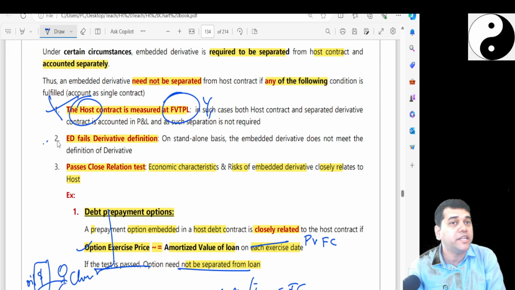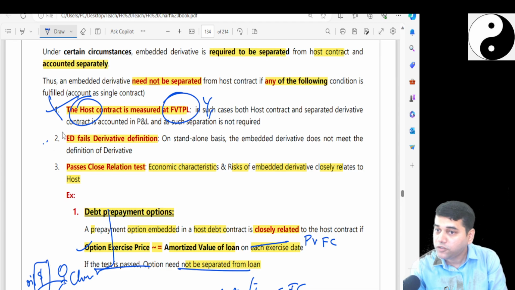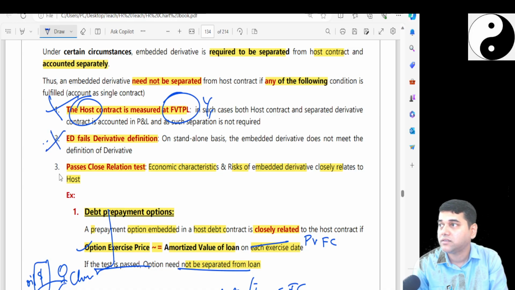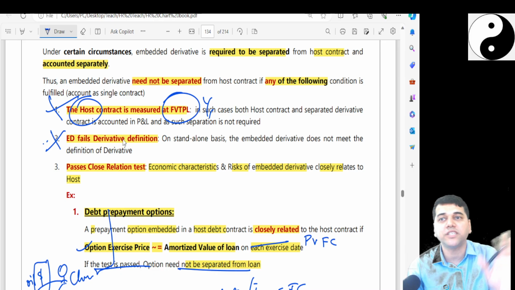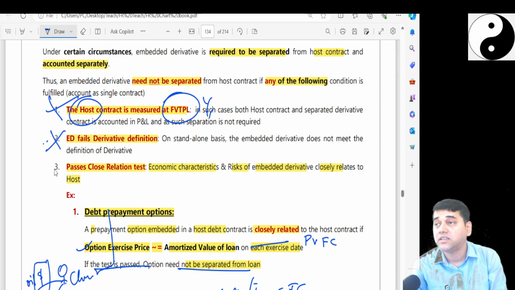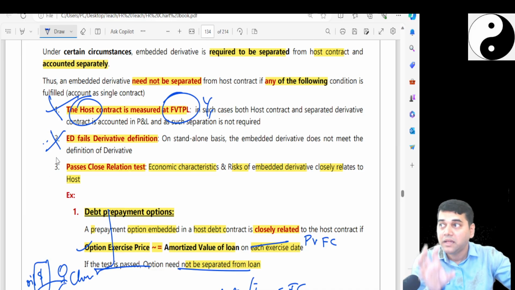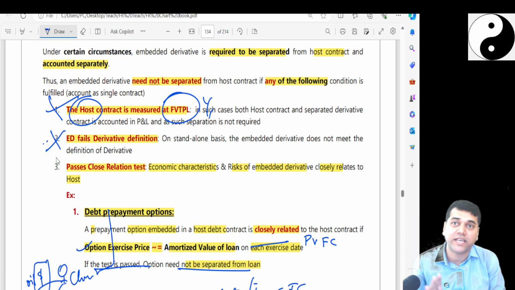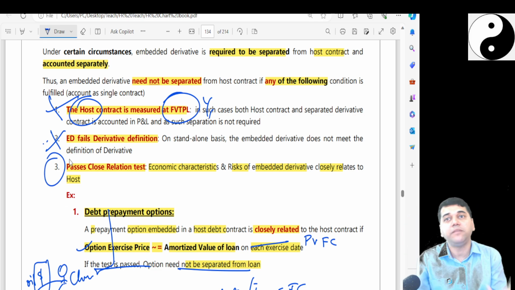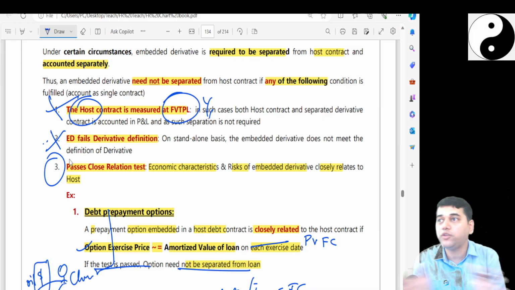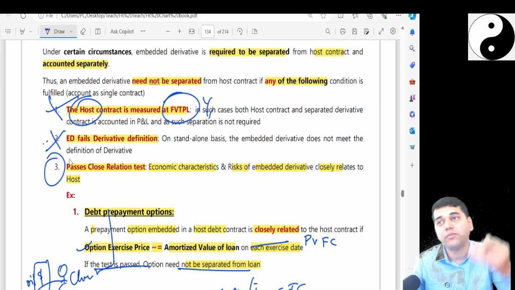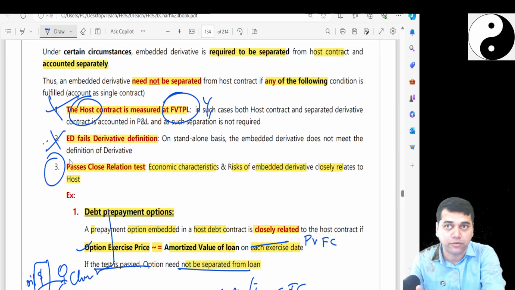Second, is that embedded derivative really a derivative? If no, then question of separation doesn't come. If yes, look for the third. Third, check whether the embedded derivative's economic characteristics match with the host's characteristics. No, this depends upon circumstance. I cannot give a universal definition here. This depends upon the type of transaction which I am entering into.